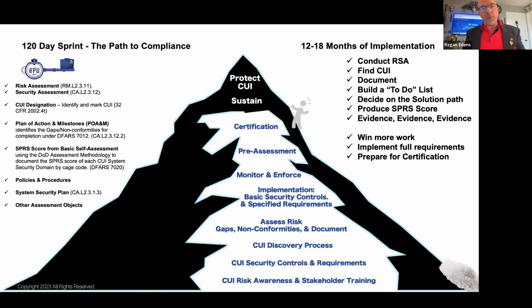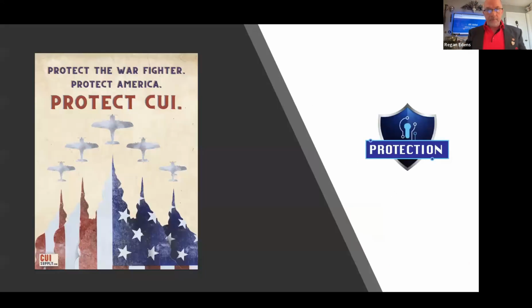The reason for that is because it's the cornerstone for all the documentation on the left-hand side that's absolutely required in order for you to meet requirements, to have an accurate, reliable SPRS score, and to begin to build the evidence that's necessary in order for you to certify. That process in part is on the right-hand side. However, we have a long way to go and a very tall mountain.